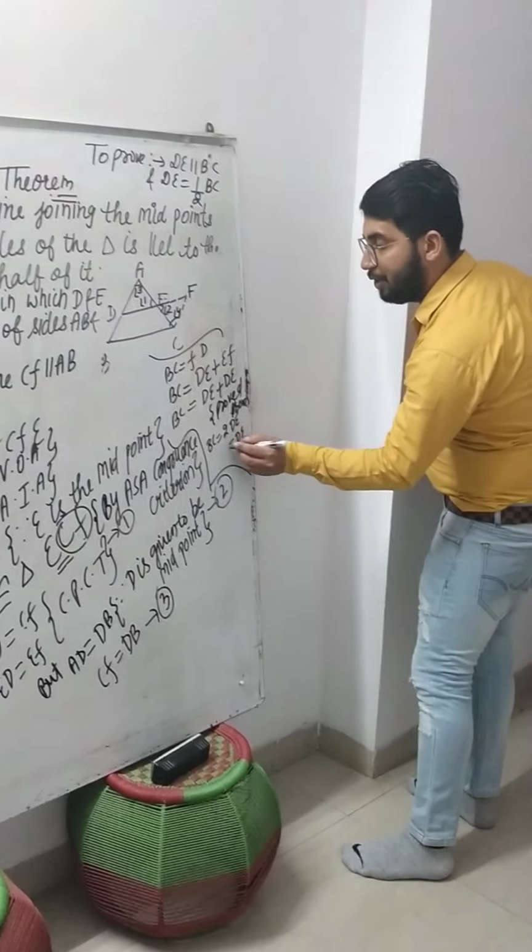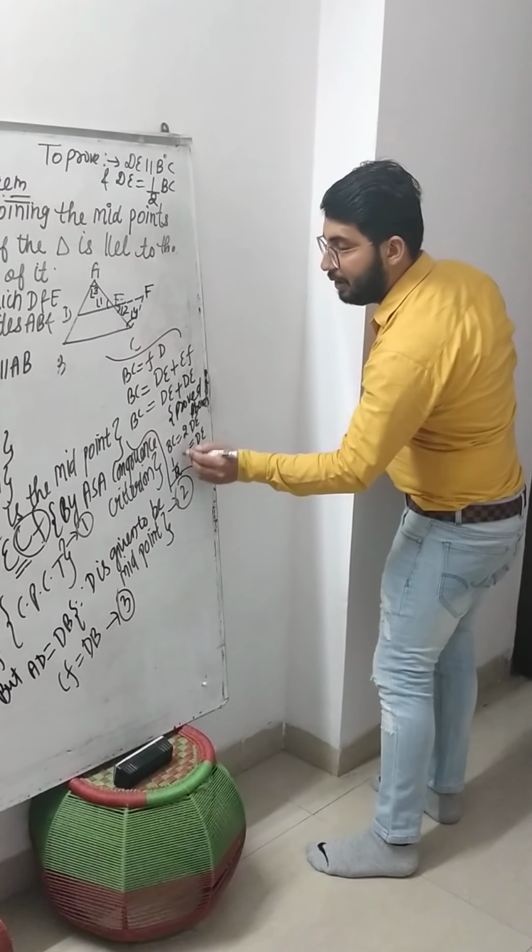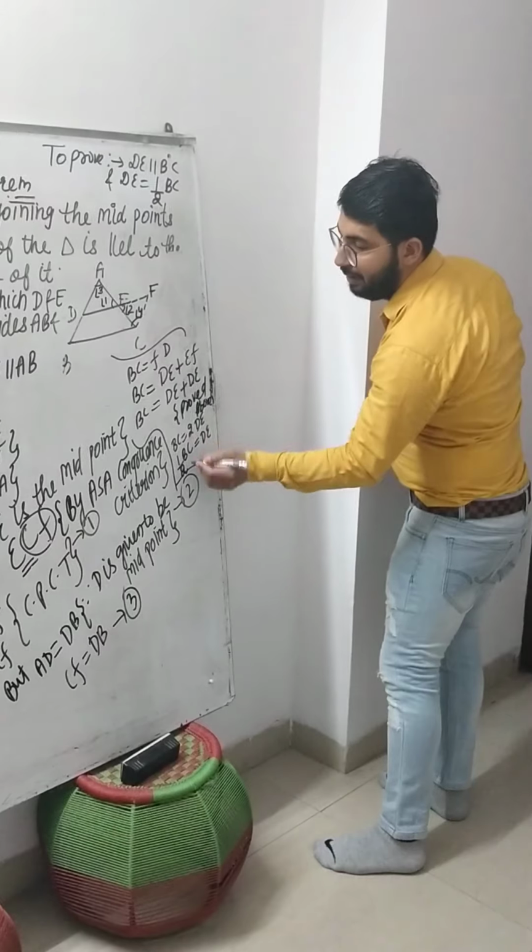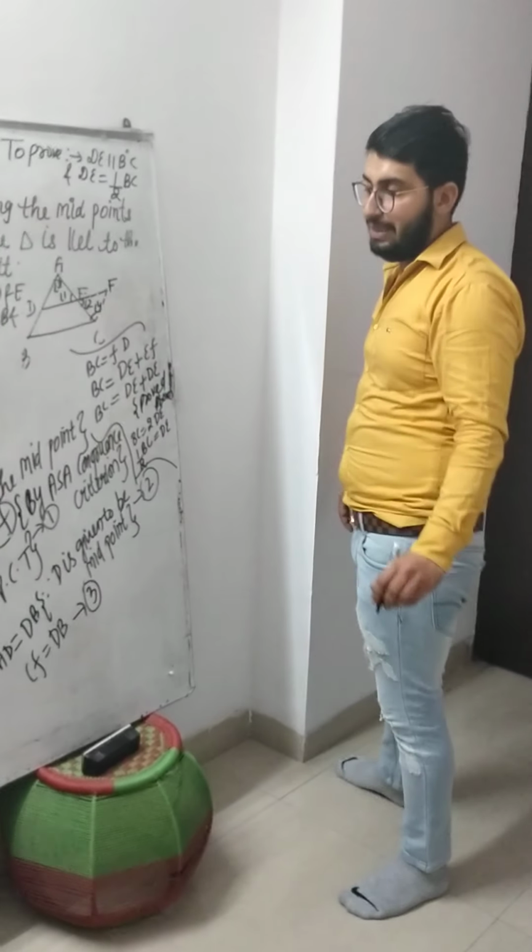Now transpose this 2 from here. DE is what? Half of BC. DE is half of BC.